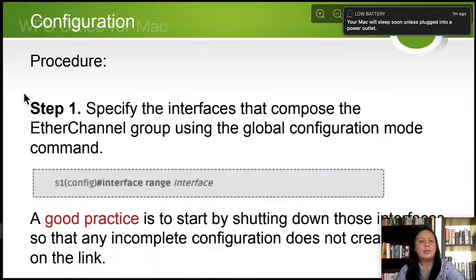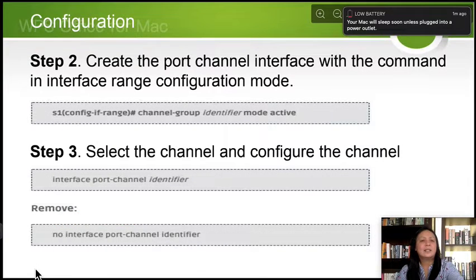The range of VLANs is configurable, and the EtherChannel supports the same allowed range of VLANs on the interfaces. Now the procedure. Step 1: specify the interfaces that compose the EtherChannel group using the global configuration mode command. This is the example for it. A good practice is to start by shutting down those interfaces so that any incomplete configuration does not create a link. Step 2: create the port channel interface with the interface range configuration command. Identify mode active. Step 3: select the channel and configure the channel.